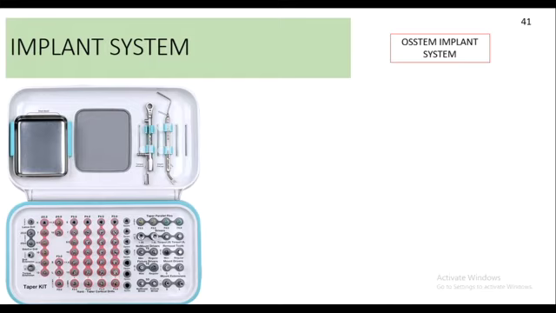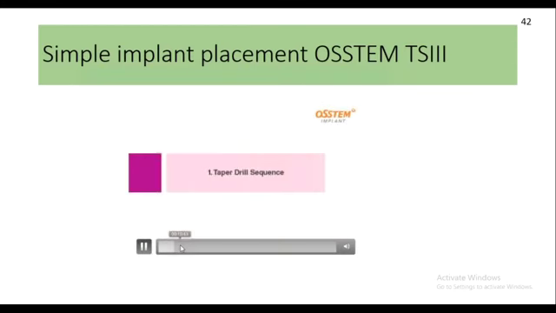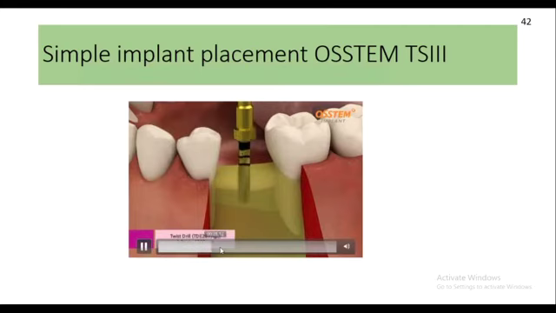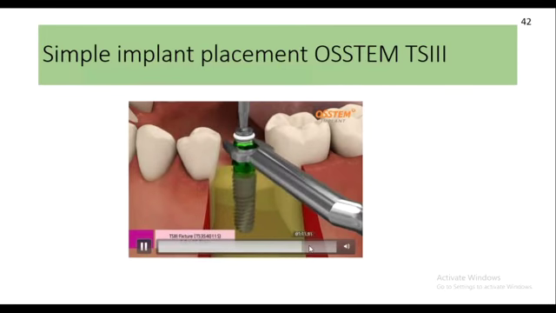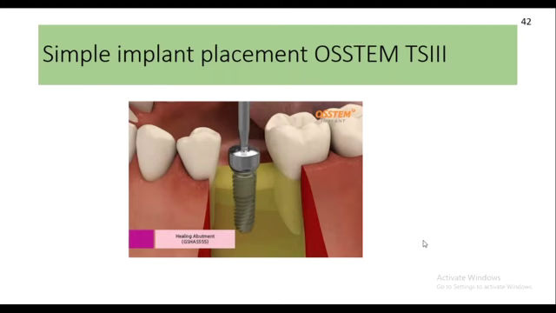The system that we follow in our department is the Osstem implant system. So whenever you talk about the Osstem implant system, let us see how we place it. First you need to reflect the tissue. The incision is given, then the pilot drill. Then the subsequent drills are used to widen the osteotomy site, after which the implant insertion is done. After that you need to check for primary stability, and then place the healing abutment or the cover screw, depending upon the one-stage or two-stage surgery.